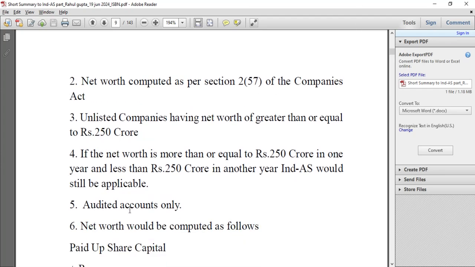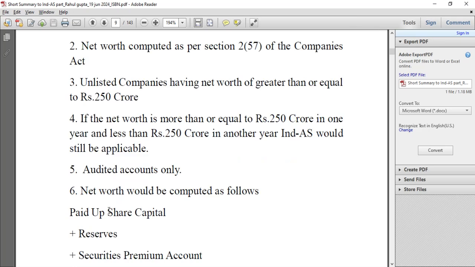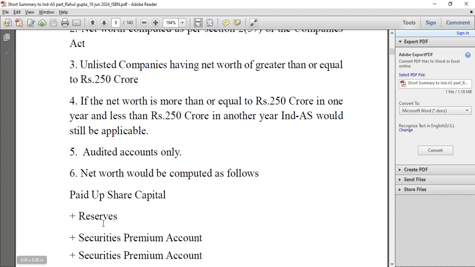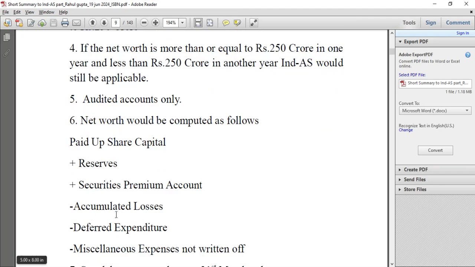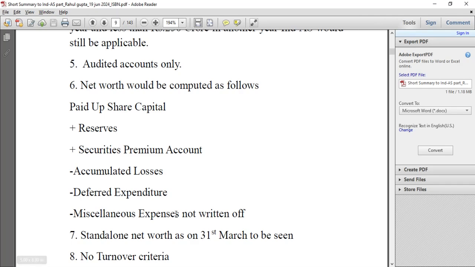Once you've started adopting Ind-AS, you cannot move out of Ind-AS in subsequent years, even if the net worth has fallen. Audited accounts only. Net worth has to be computed as per the audited accounts. Net worth would be computed as follows: paid up share capital plus reserves plus securities premium account minus accumulated losses minus deferred expenditure minus miscellaneous expenses not written off. This is prescribed in Section 2(57) of the Companies Act.